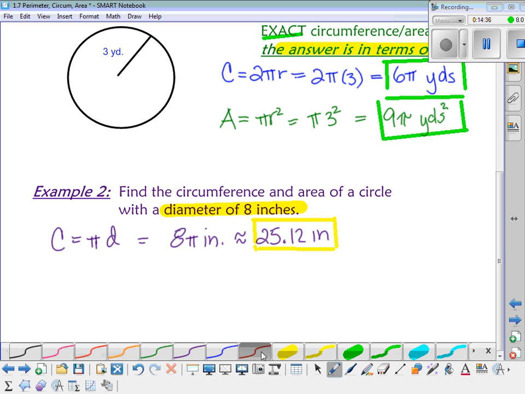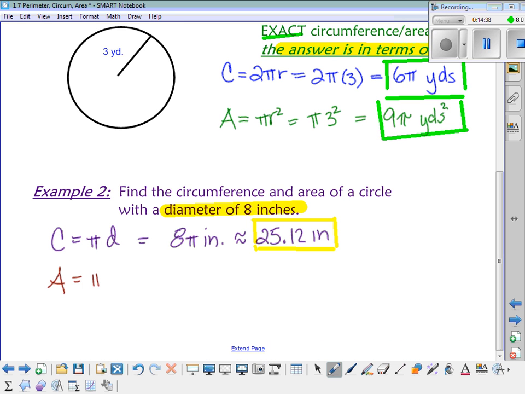And to find the area, pi r squared. So the radius is half of the diameter. The radius is going to be 4 inches. So I'm going to do pi times 4 squared, or 16 pi. And then when I multiply 16 times 3.14, I get 50.24. So the area is approximately 50.24 square inches.